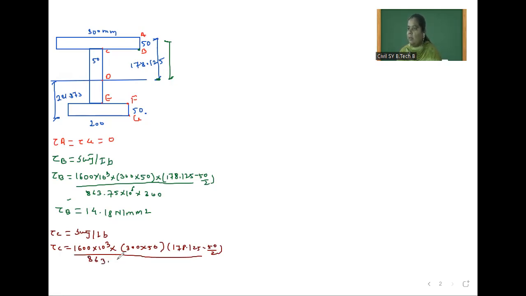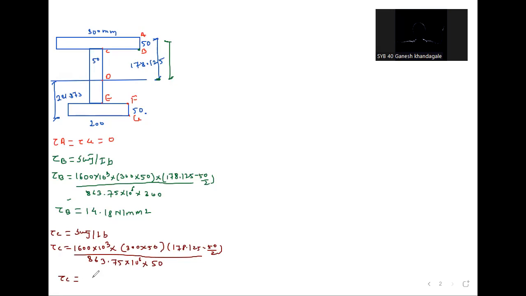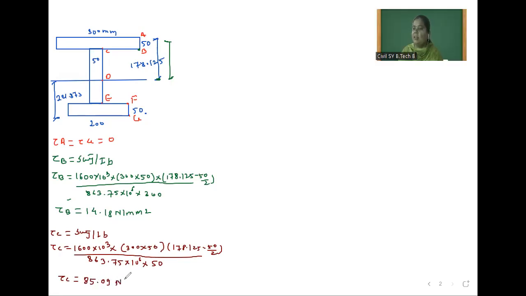50. 863.75 into 10 raised to 6 into width is 50. So accordingly you calculate and tell me tau C, which is equal to how much? 85.09 Newton per mm square. So that much stress will be generated at C point. After that, next we will calculate at D.